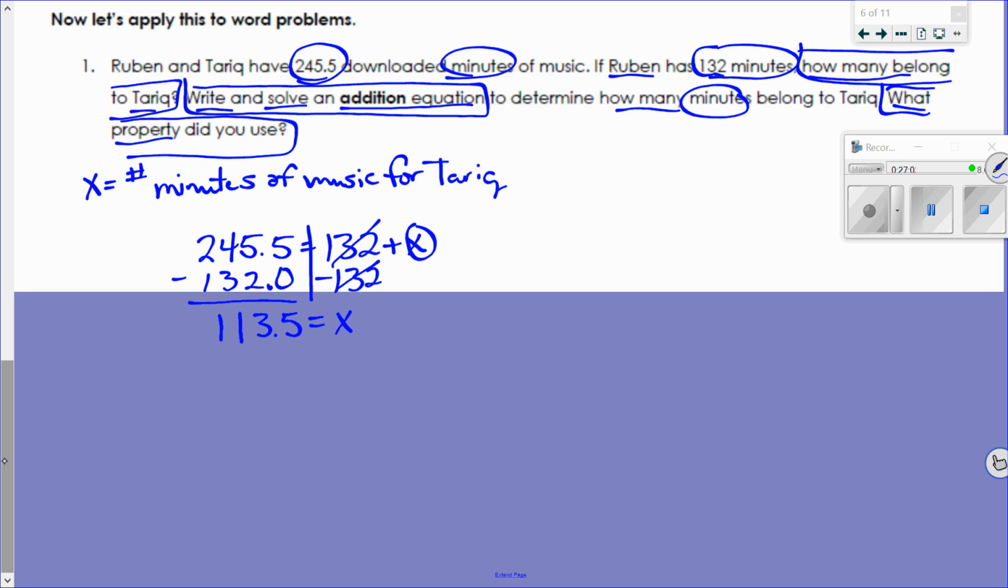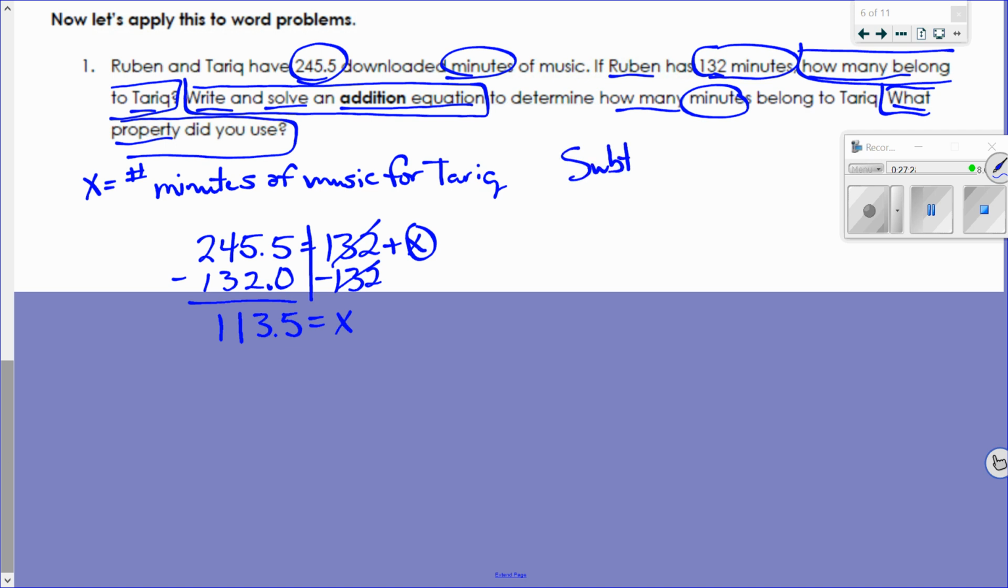No, it doesn't. Still solves the exact same way. Okay? So, are we not done? No, we are not. What property did we use? The second part of the question. Good. Second part of the question is, what property did we use? Subtraction property of equality. Nice.